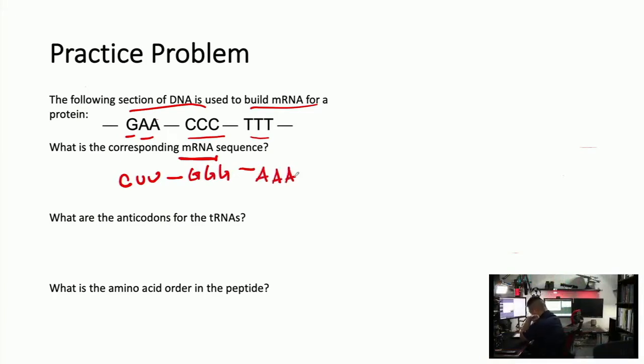Make sense? So what are the anticodons for the tRNAs then? We've got to translate this now to the anticodons.